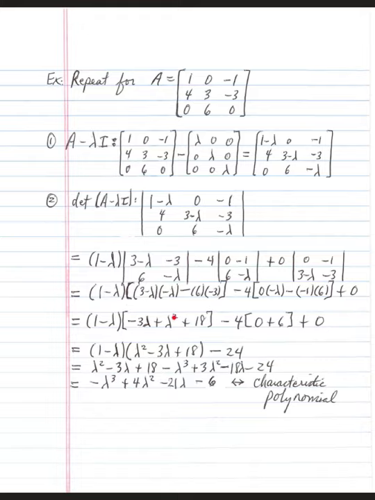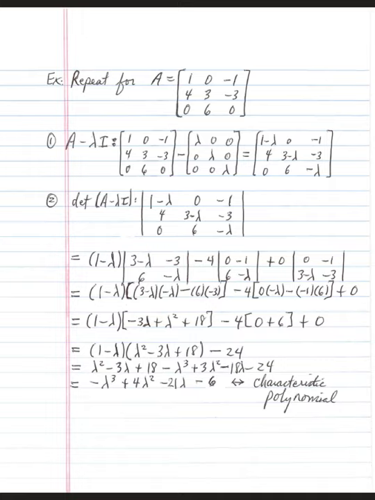I just rearranged these terms in descending order. Lambda squared minus 3 lambda plus 18. Clean this up, that's just a negative 24. Multiply 1 all the way through, that's lambda squared minus 3 lambda plus 18. And then distribute a negative lambda: cubed, positive 3 lambda squared, minus 18 lambda, and then minus 24.